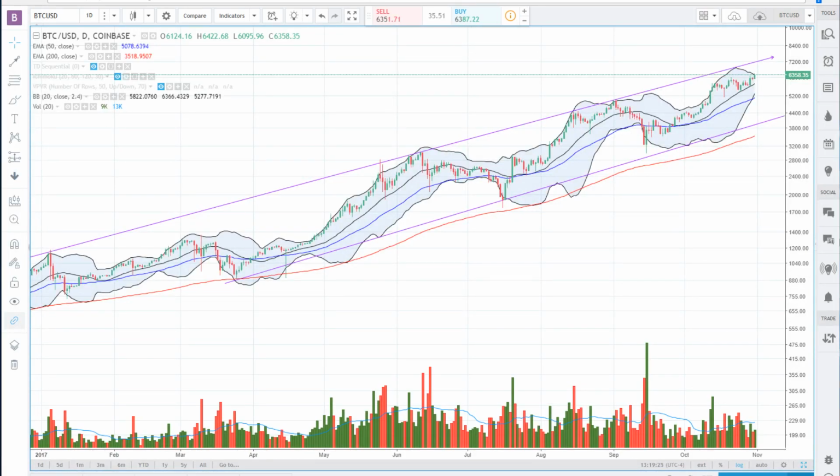CME to offer. Oh, the question is, is CME offering this for Ether? I'm not going to know. I think it's just Bitcoin at the moment.